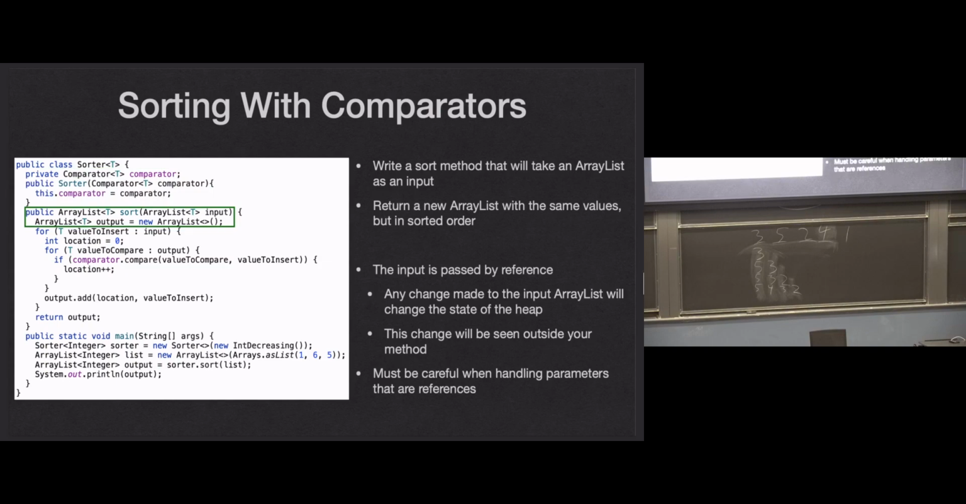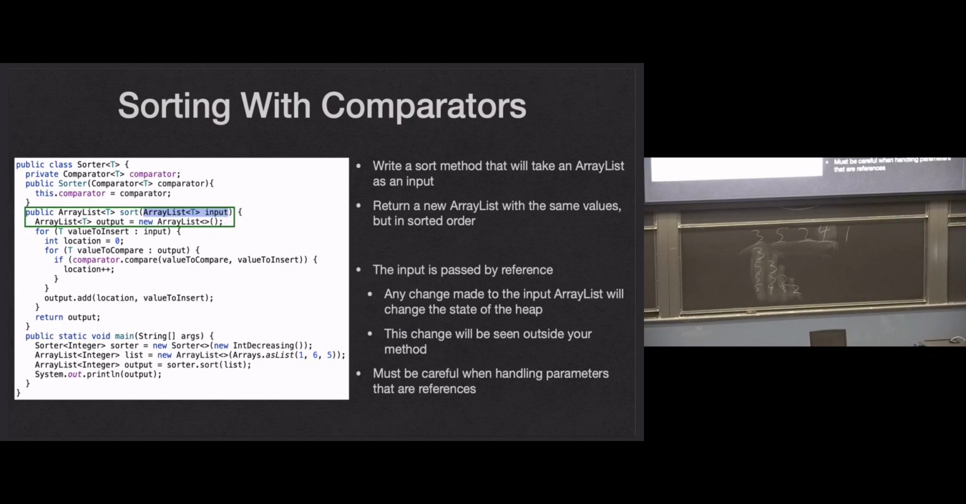Then we're going to call the sort method, which is going to take an array list of the type parameter and return a new array list of that type parameter, but with all the same values, but in sorted order. That's what we want. Whenever we have this, we have to be careful. I've said this a lot of times this semester, but hopefully I can get this point to stick.